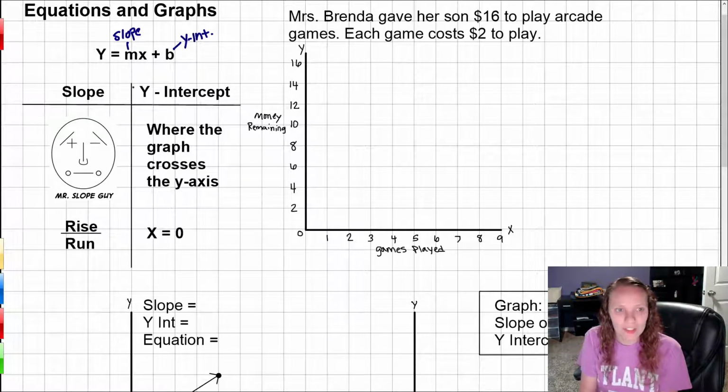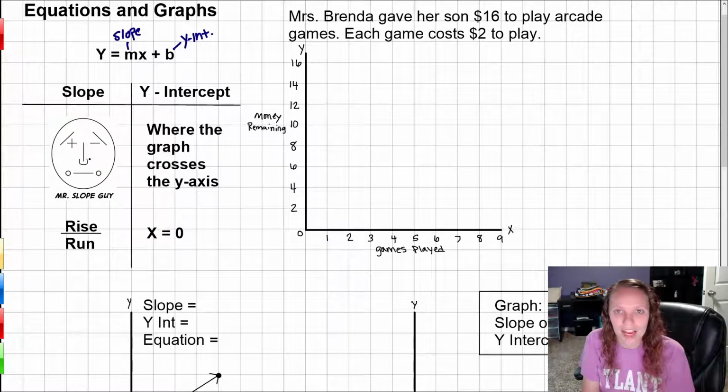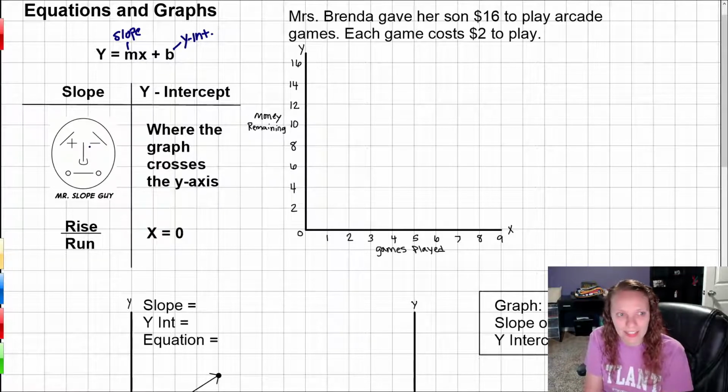Now I have a table here that has some important information about slope and y-intercept. Let's look at the slope side first. This is Mr. Slope Guy, and he helps you know the different types of slope that we could have. If a graph is going up from left to right, if you notice his eyebrow is going up, this is a positive slope. If the graph is going down from left to right, that's going to be a negative slope, as shown by his eye.